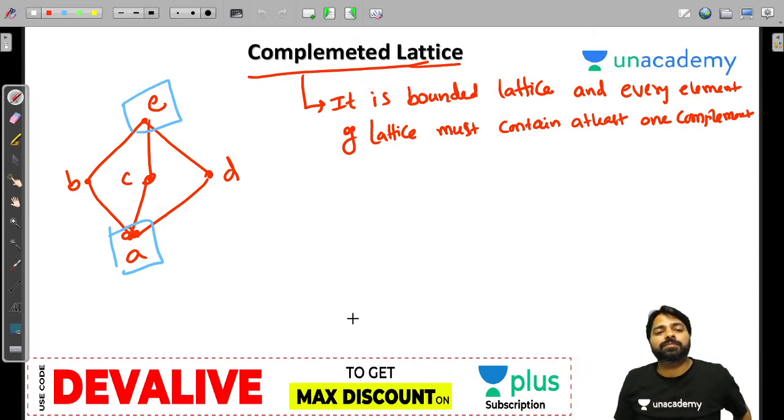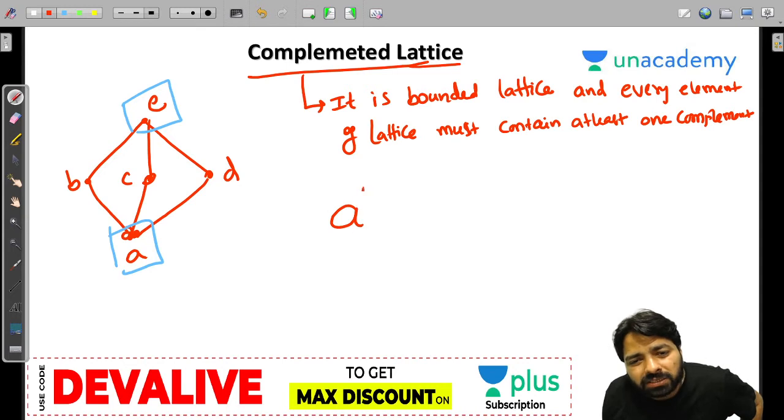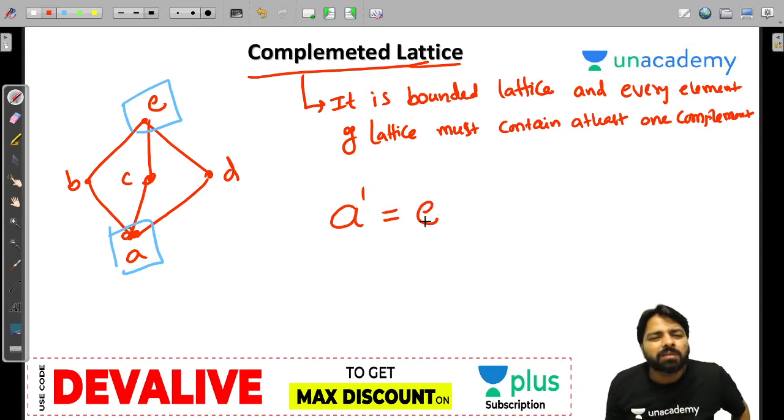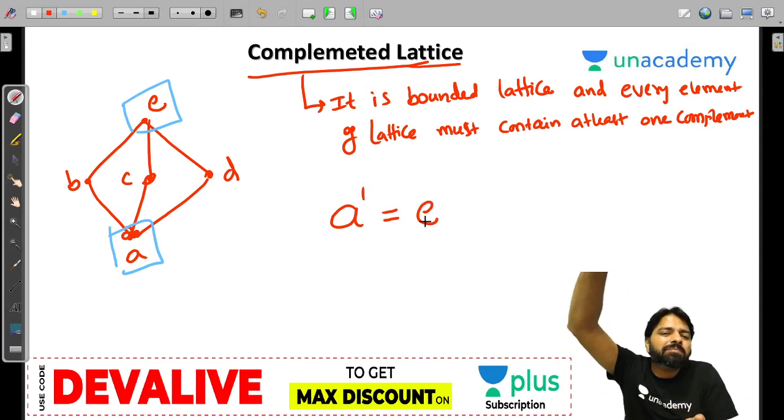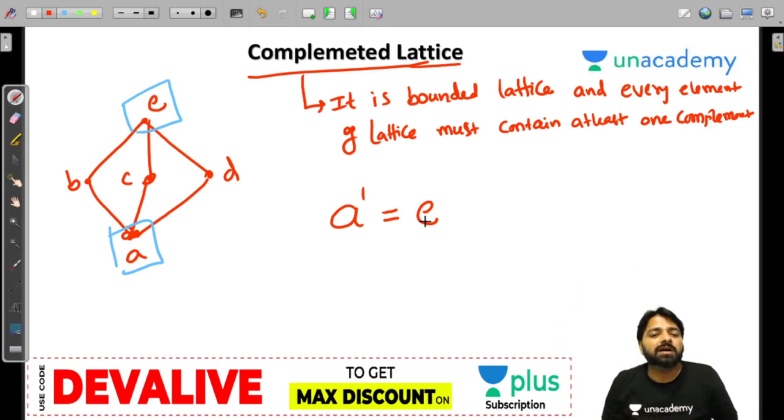Now let's look at A, we need the complement. I want to find A complement. Why do I say E? Because A and E, the meet is lower bound and the join is upper bound. Those blue boxes must be your answers.